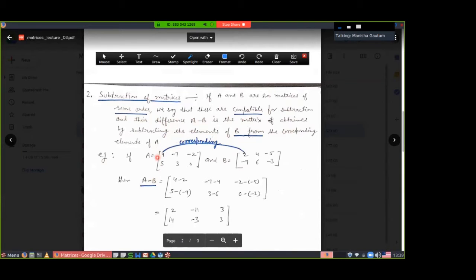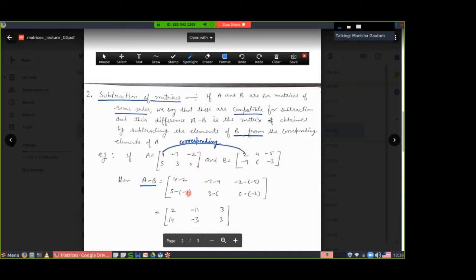A is a matrix having elements 4, minus 7, minus 2, 5, 3, 0, and similarly B has elements 2, 4, minus 5, minus 9, 6 and minus 3. Corresponding elements, as I have already told you: 4 corresponds to 2, minus 7 corresponds to 4, and similarly you can see the subtraction of the matrices.